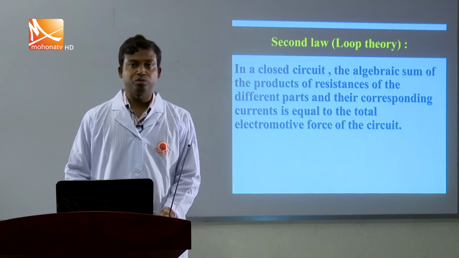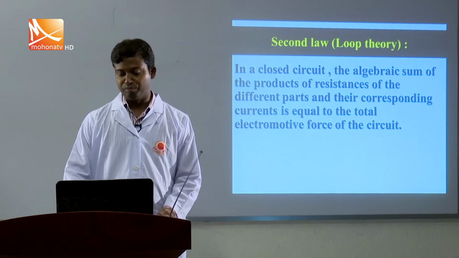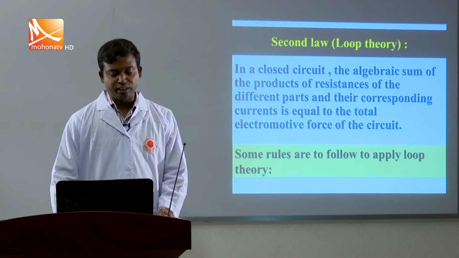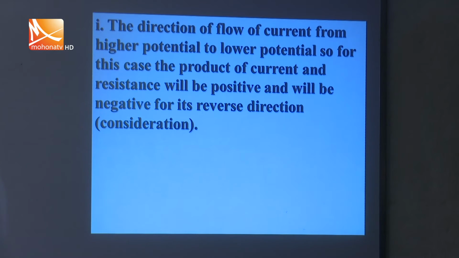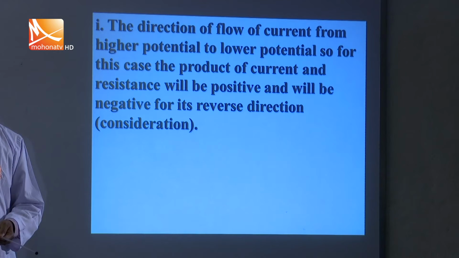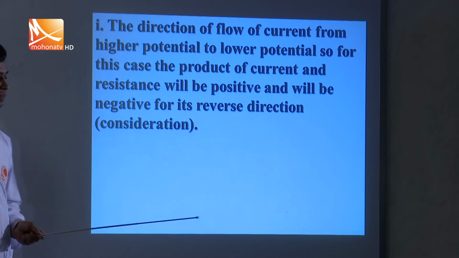To get a clear conception or to apply loop theory, you have to follow some rules. So, what are the rules to solve any circuit using loop theory? This is the first rule. The direction of flow of current is from higher potential to lower potential. This is the conventional rule. So, for this case the product of current and resistance will be positive, and negative for the reverse direction.